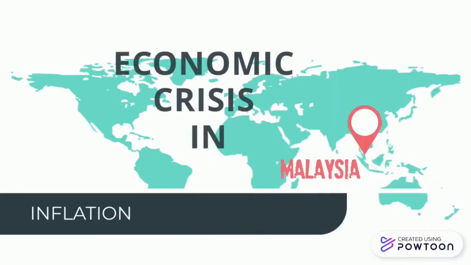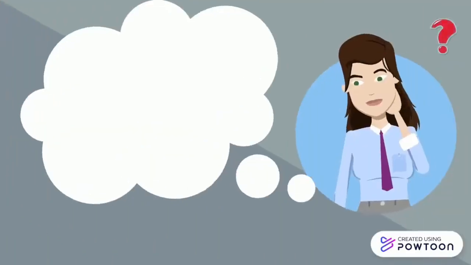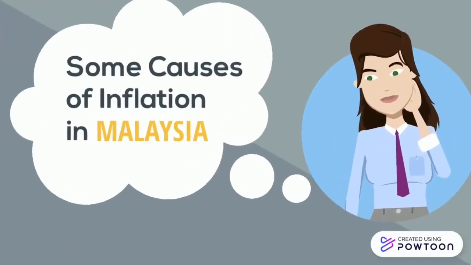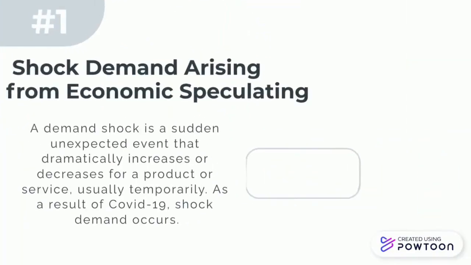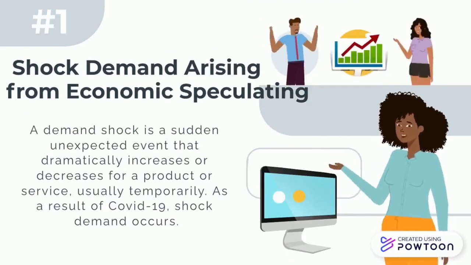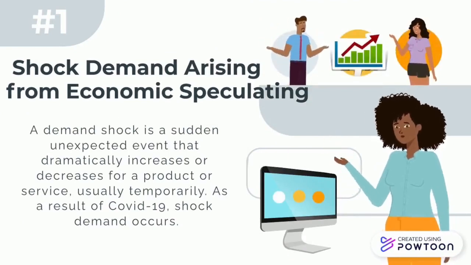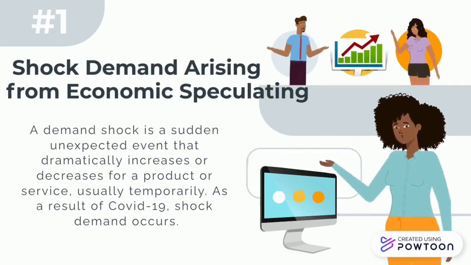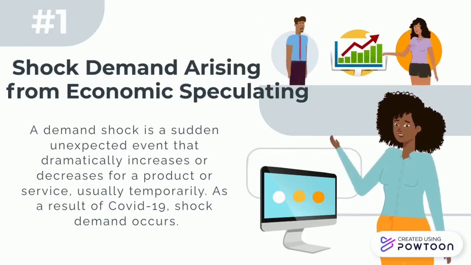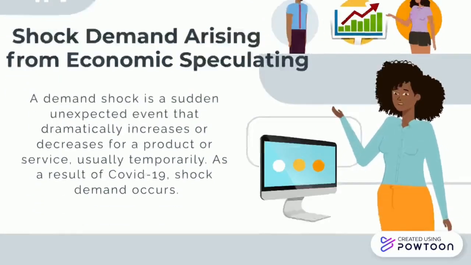Economic crisis in Malaysia: inflation. Next, what are the causes of inflation in Malaysia? First, demand shock arising from economic speculation. A demand shock is a sudden unexpected event that dramatically increases or decreases demand for a product or service, usually temporarily. As a result of COVID-19, demand shock occurs.